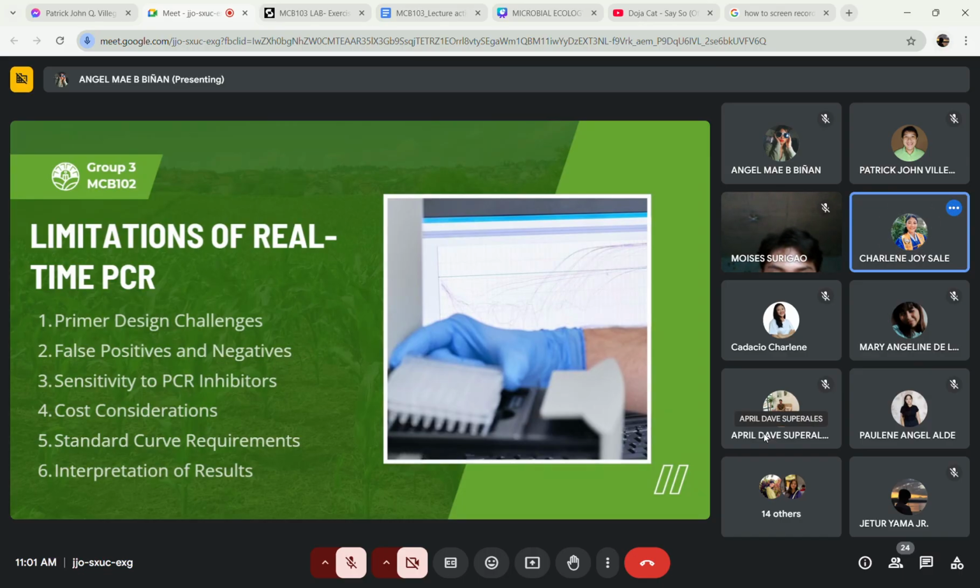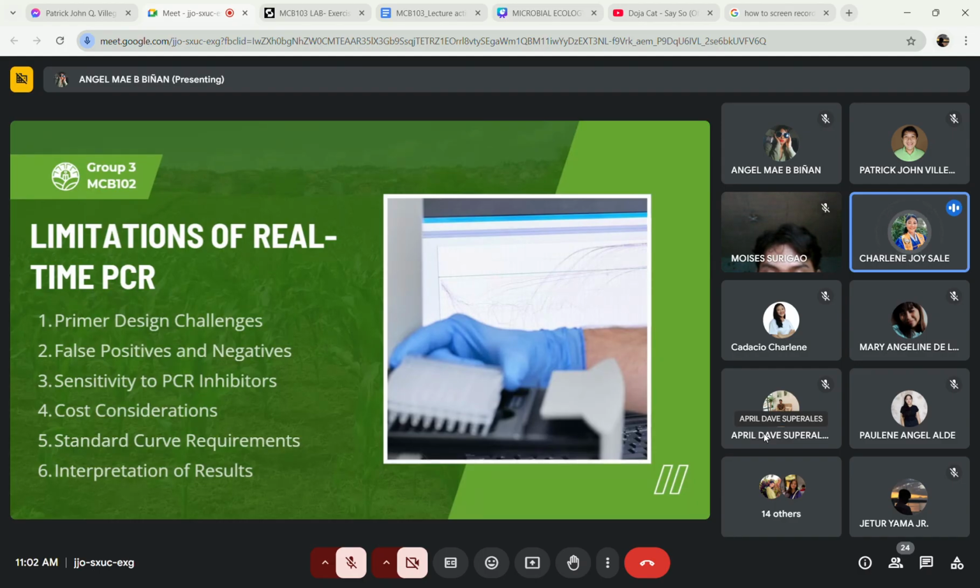And then it's the standard curve requirements. So qPCR requires absolute quantification, so the generation of a standard curve requires prior knowledge of the target sequence concentration. So in cases where the target is not known or the variable is not known, this can complicate the analysis.